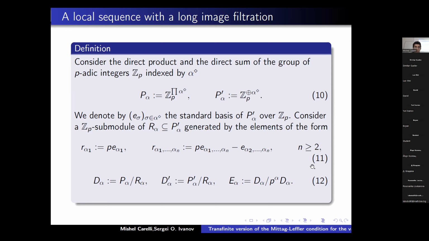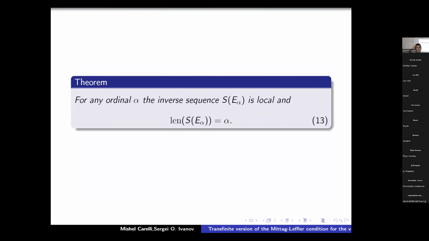You may not be following this, but still we define the group E alpha, and now we will state some result about it. A very important result: for any ordinal alpha, the sequence S alpha is local, and the length of the sequence would be alpha. So for any ordinal alpha, we can get the sequence E alpha such that it will be local, but the length of the construction would be alpha.